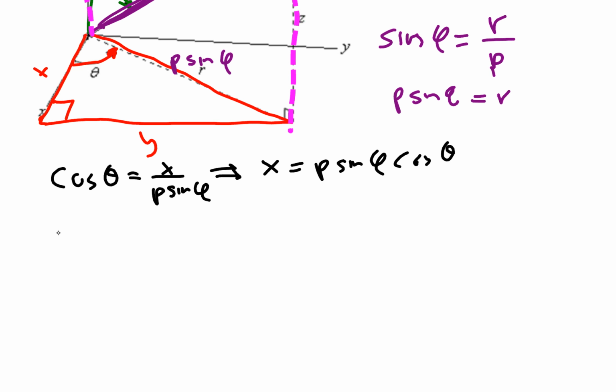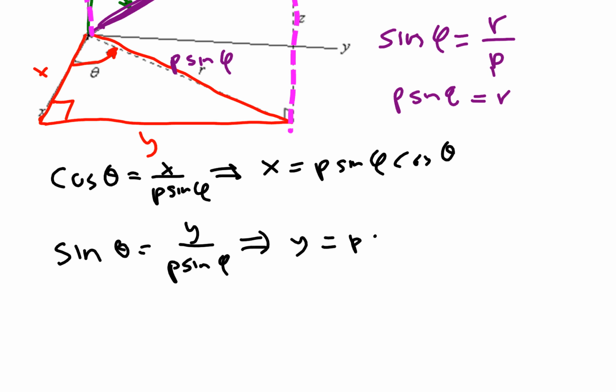We could do a similar thing if we consider the sine of theta. Sine of theta would be opposite y over hypotenuse rho sine phi. And that would tell you that y is equal to rho sine phi sine of theta. So that's good. So now we have x and y. We need to get z.